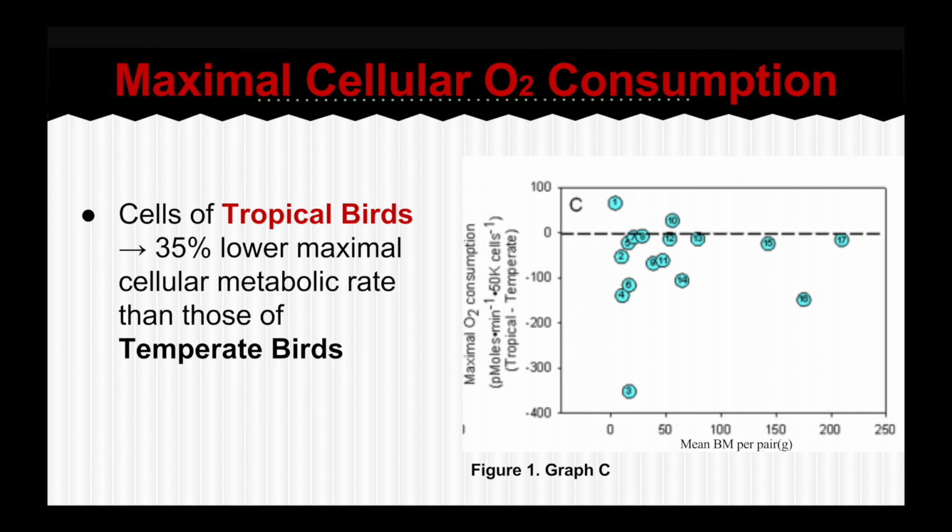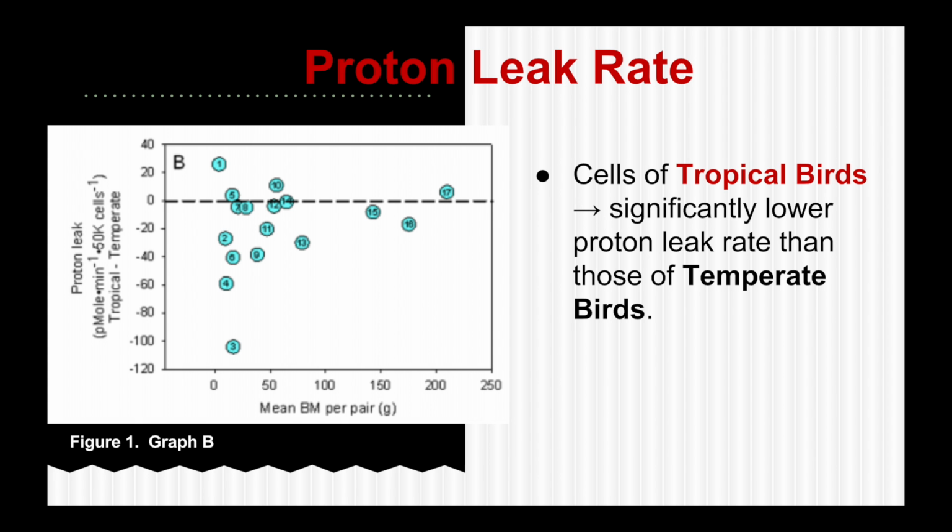Graph B represents the difference between proton leak of tropical birds and temperate birds. The proton leak is cell type specific and correlates with metabolic rate. As seen in graph B, the proton leak was significantly lower in cells from tropical birds compared to cells from temperate birds. Proton leak is energetically costly for animals. Tropical birds with reduced BMR have reduced proton leaks, whereas temperate birds have higher BMR and thus a greater need for thermogenesis and a greater proton leak.